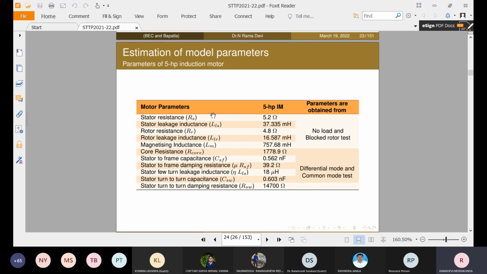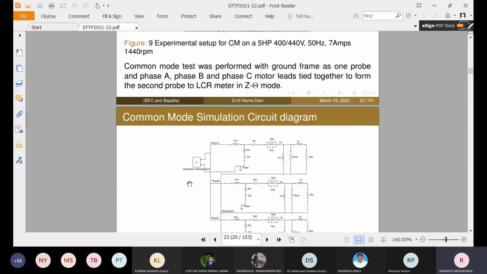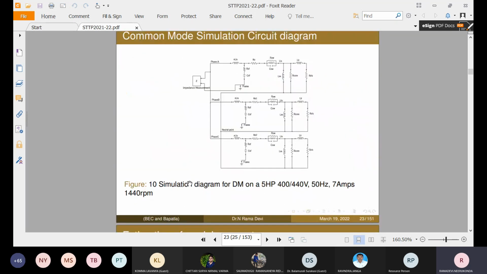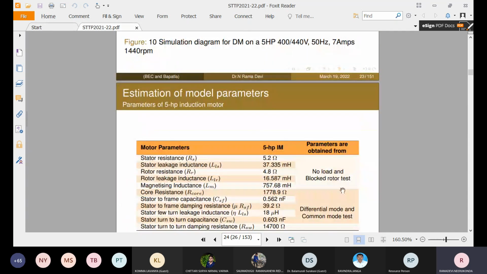So if anyone is interested in doing this experimentation, then follow the paper titled Universal Parameter Estimation of Three-Phase Induction Motor. That is the title. Based on that paper reference only, I computed these parameters.